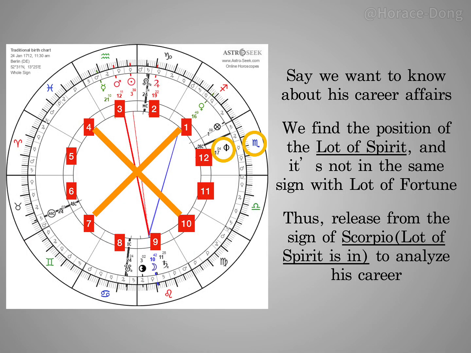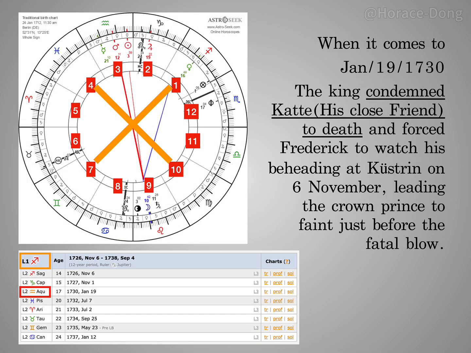Say we want to know about his career affairs, so we find the position of the lot of spirit, and it's not in the same sign as the lot of fortune. Thus, we release from the sign Scorpio, where the lot of spirit is located, in order to analyze his career. And let's take a look at the events in his life to see if they match.